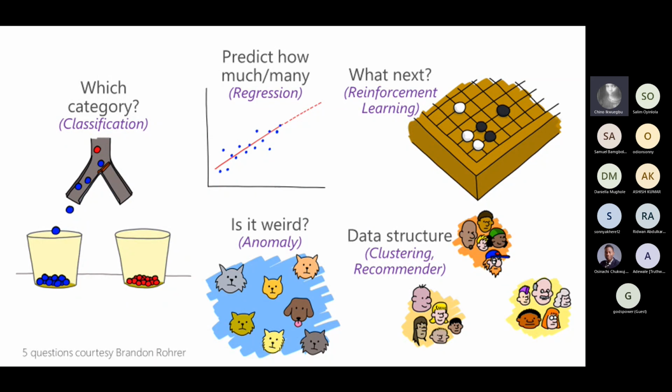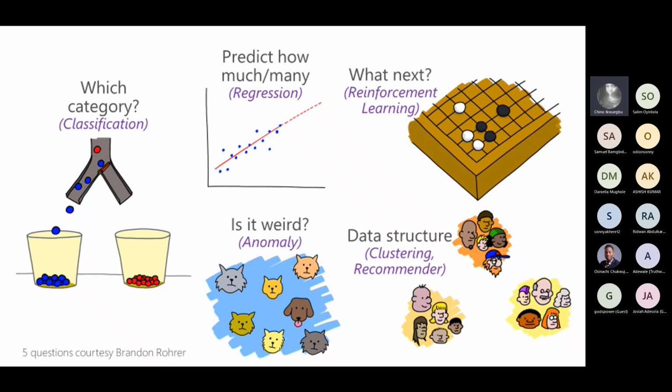The second question AI answers is it predicts how much or how many steps we need to take, giving it a line of best fit, like putting everything together. So it gives you a step ahead, like what you will do in the future and stuff like that.